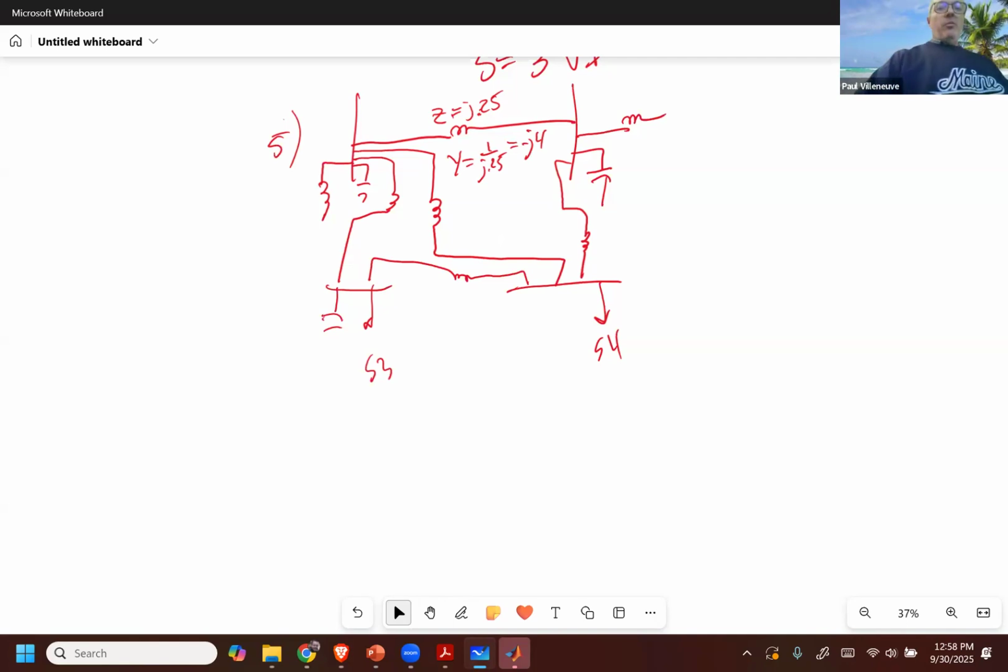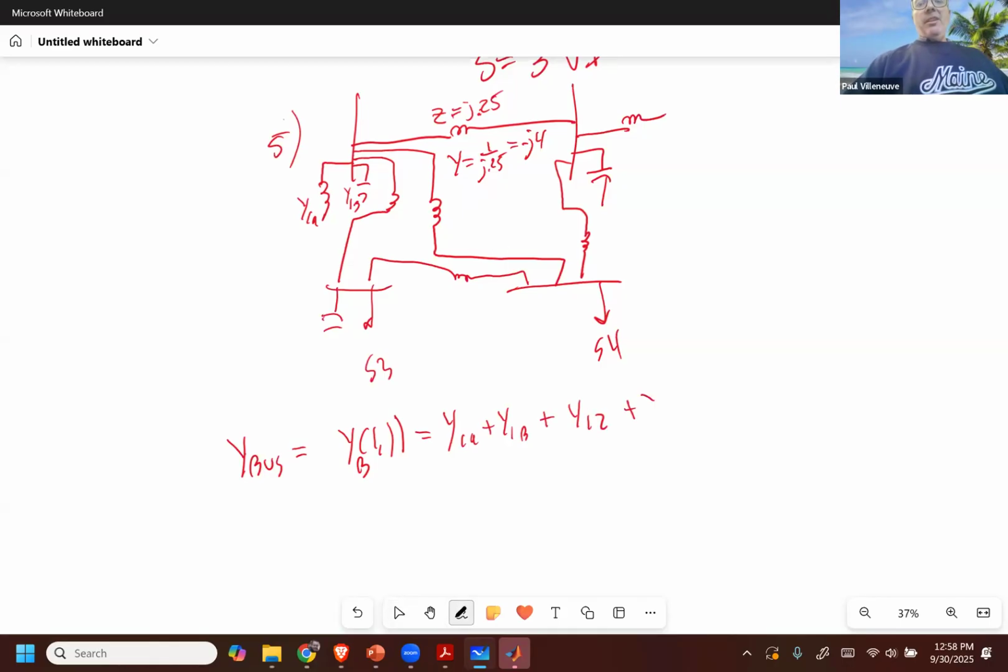So now to build Y bus, you're going to start with Y bus of 1 comma 1, which is equal to Y1A plus Y1B plus Y1 to bus 2 plus Y1 to bus 3 plus Y1 to bus 4. Just add them up once they're inverted.